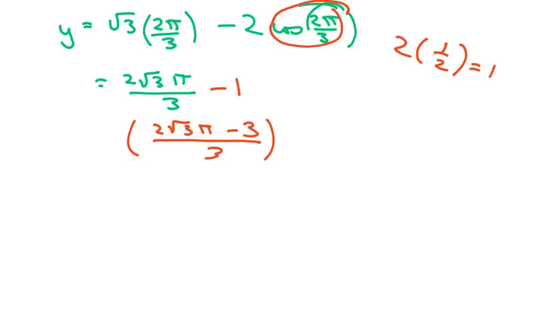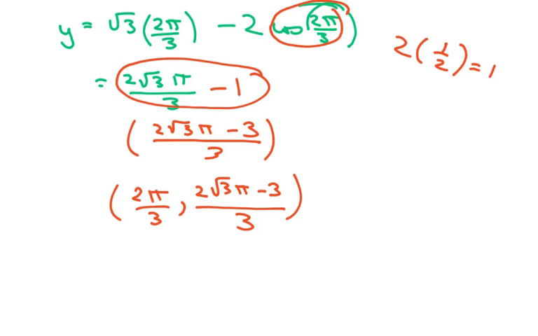And so my point would be (2 pi over 3, 2 square root of 3 pi minus 3 over 3). Or you could write it that way instead. And that's all.